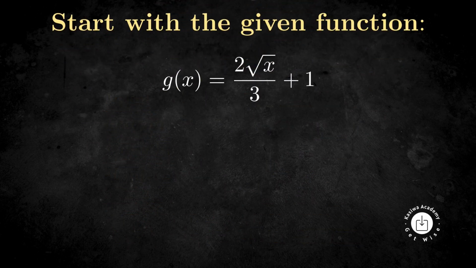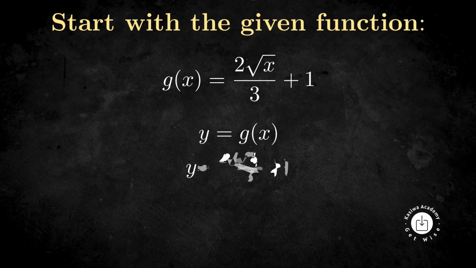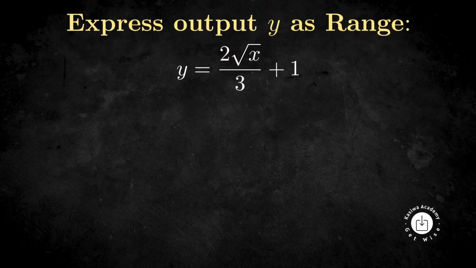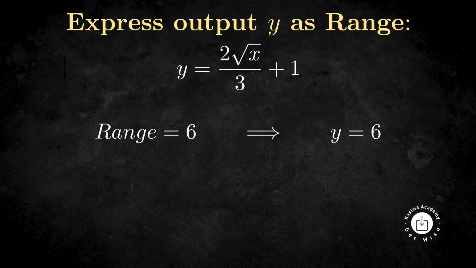It is important to note that the output part of our function, g of x, can also be represented by the small letter y, which means that our function can still be written as y is equal to 2/3 of square root of x plus 1. Since the range is given as 6, we set y equal to 6. This is the value for the output part of our function.